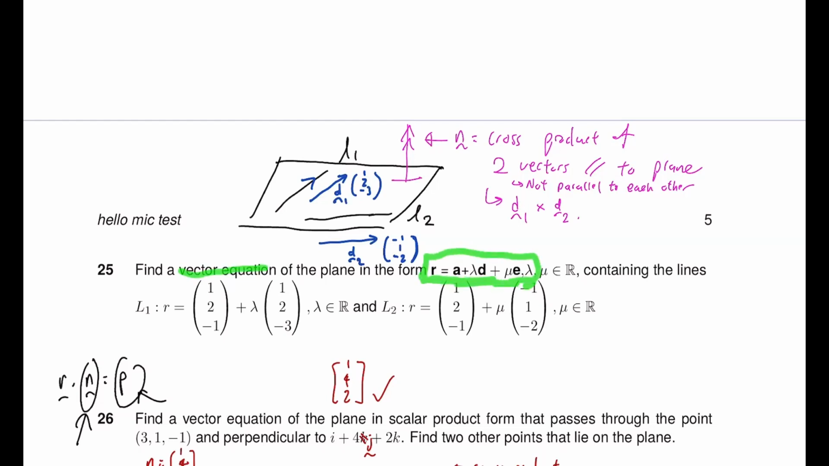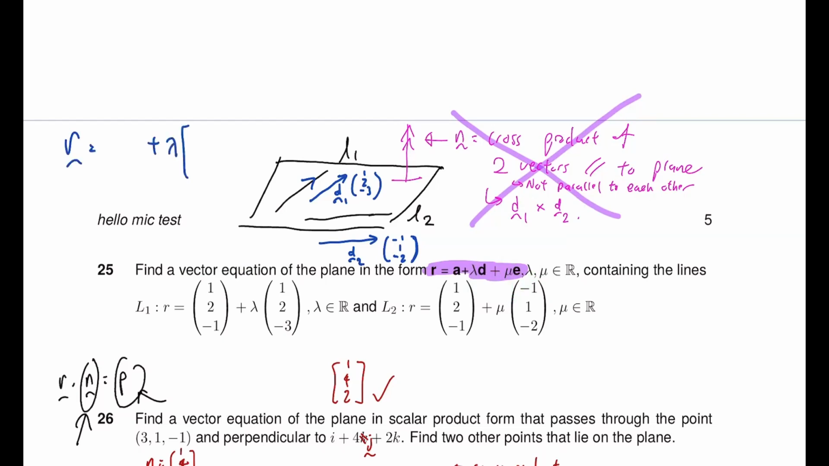So actually what I just did to find the normal is to find the scalar product. That's not very correct. It's correct if you're finding the scalar product, but here they didn't ask for the scalar product. They asked for this form, which is the vector form. Vector form requires D and E. So actually it's a lot simpler. Just leave it there. You don't need to change anything. Just copy down the D and the E. They are the two directions already.